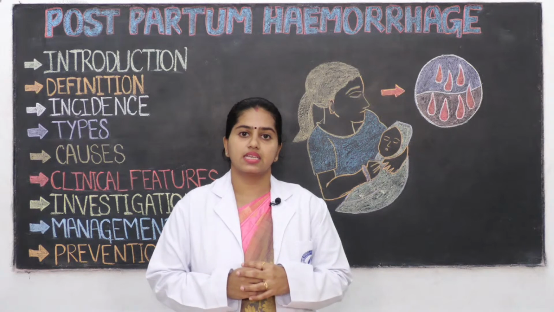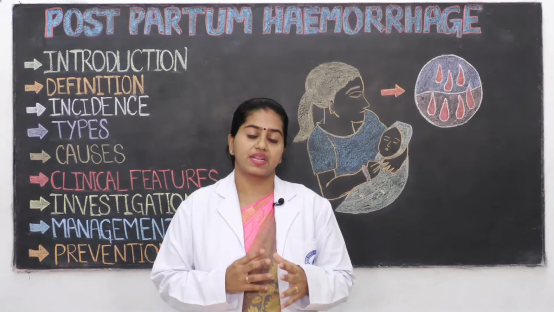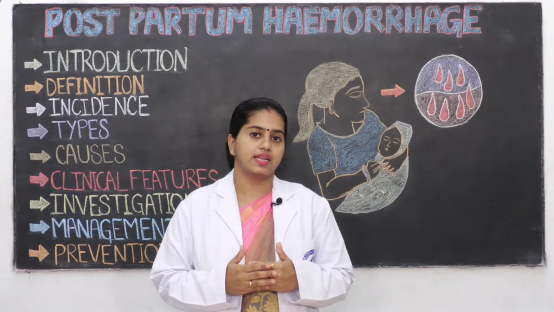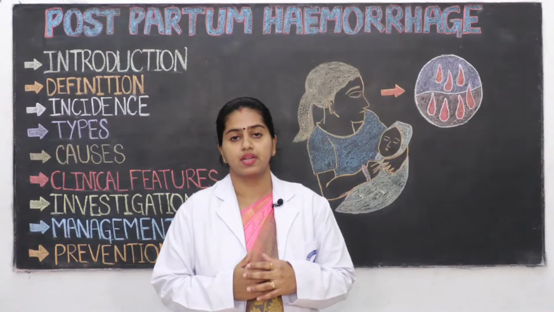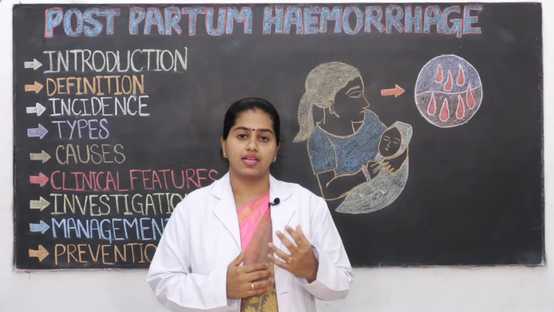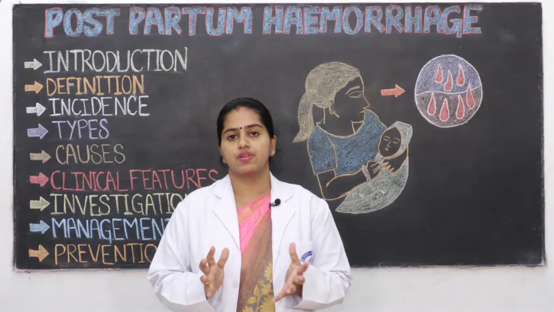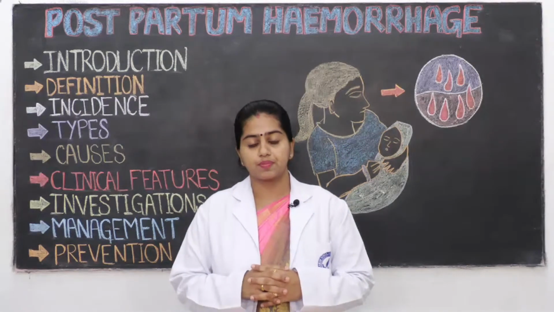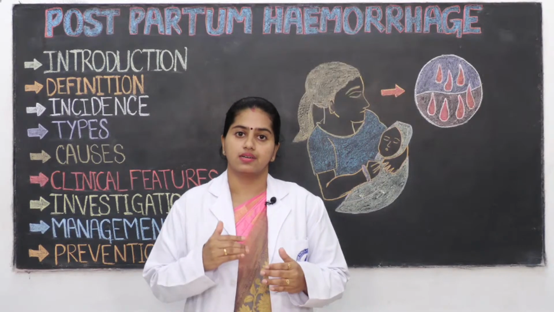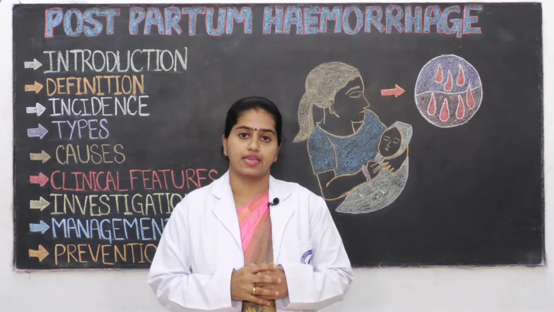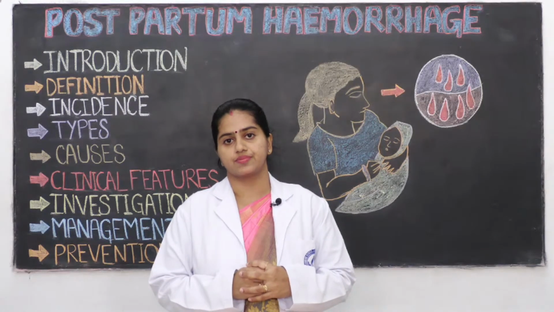Another one is if the woman has obstructed labor or precipitate labor. Precipitate labor is very fast delivery, where the first and second stages of labor last less than 3 hours, that is, labor is completed within 2 to 3 hours. That is known as precipitate labor. And the use of anesthetic agents can also lead to postpartum hemorrhage.